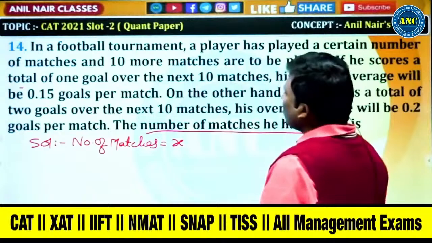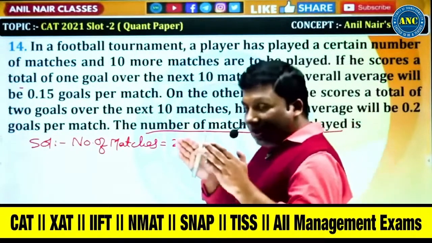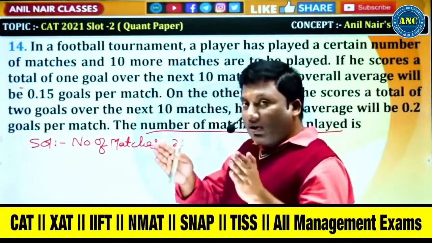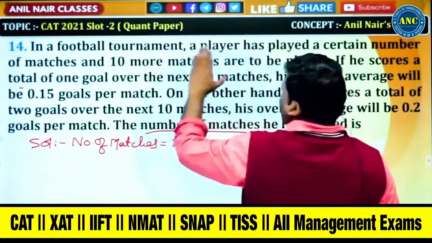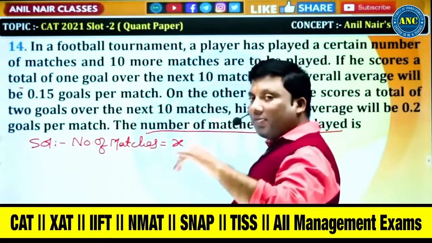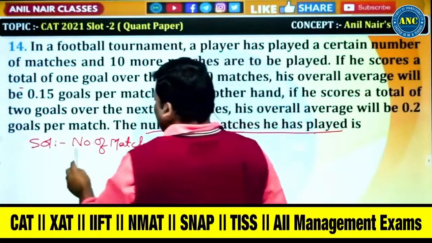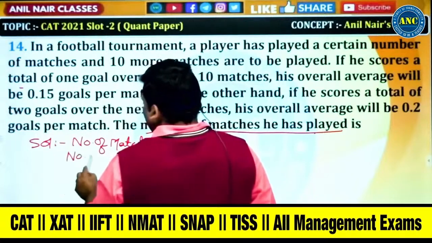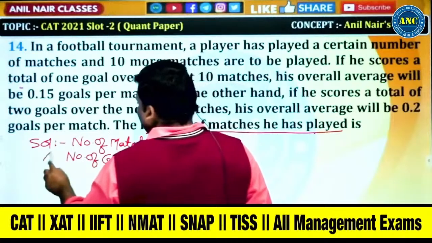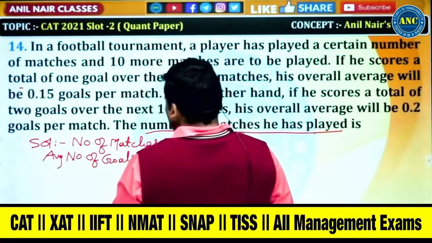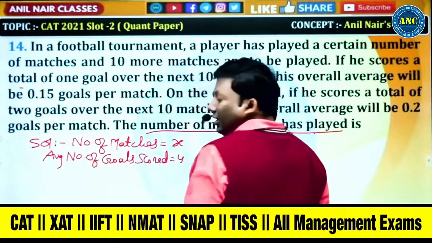If he scores a total of 1 goal over the next 10 matches. Now, listen carefully, the question is divided into sub-elements. The first is, he played for a certain number of matches. In those matches, how many goals scored? Do we know? We do not know. So the average number of goals scored, we do not know. Let me call it Y.